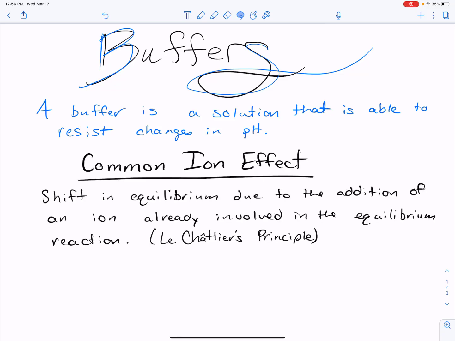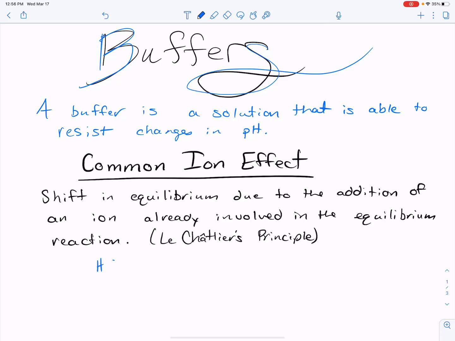What is the common ion effect? Well, it's a shift in equilibrium due to the addition of an ion that's already involved in the equilibrium expression. Now, what in the world do I mean by that? Let's pretend we have a solution that is composed maybe of something like hydrofluoric acid.